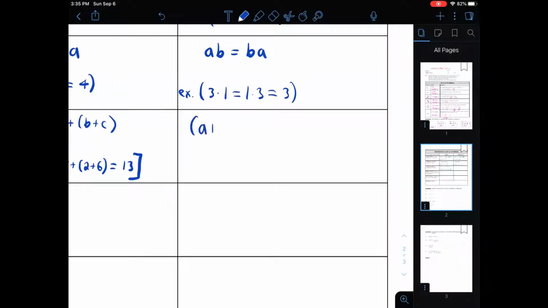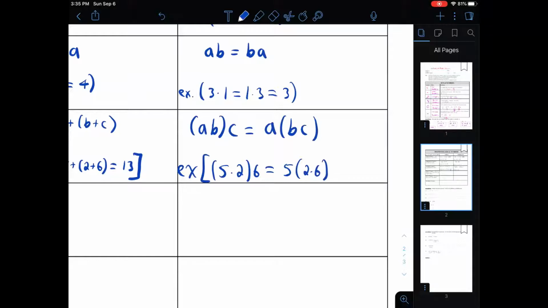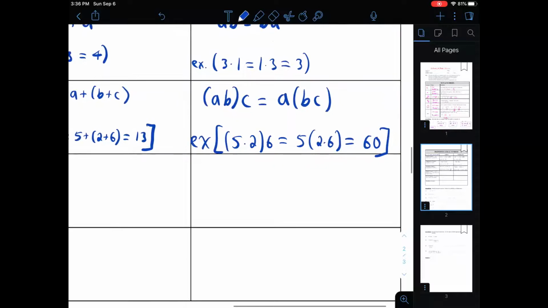In parentheses, the quantity of A times B, times C. Oh, get rid of that actually. It's going to equal the same thing as A times the quantity of B times C. In our example, again with brackets, we do 5 times 2 times 6. That's going to equal 5 times the quantity of 2 times 6, which equals 60. All right. This is 10 times 6. This is 5 times 12. Those both equal 60. Guys are doing great.